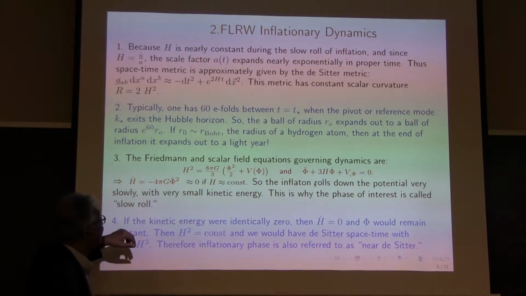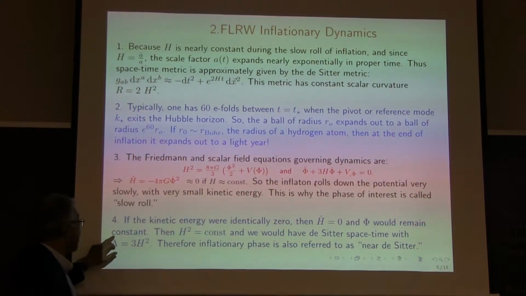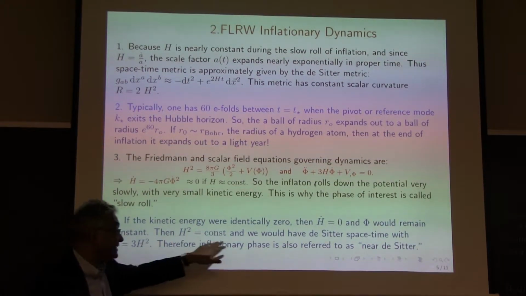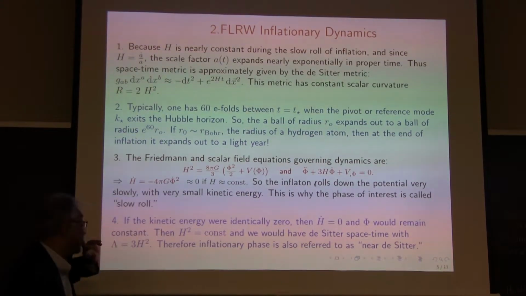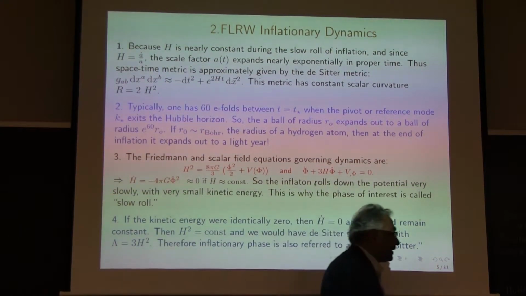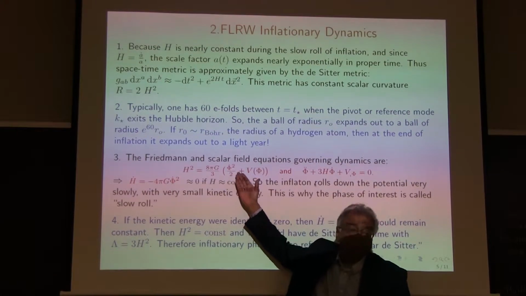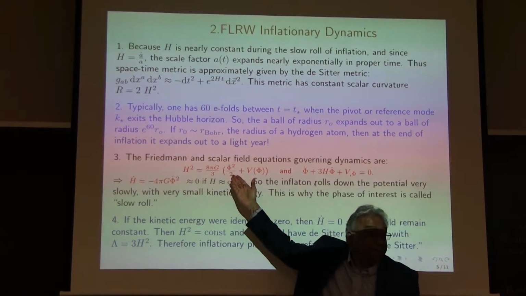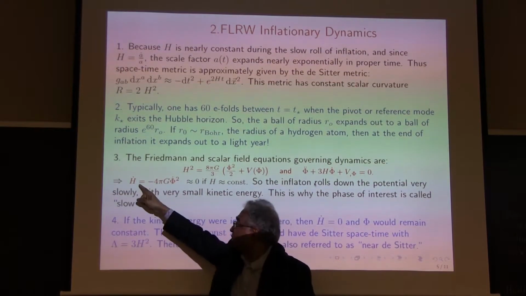Then the scalar field inflaton would remain constant in the background, and we would have exactly de Sitter space-time. But the point is that phi dot is not exactly 0, it is small. Basically the kinetic energy is about 10 to the minus 10 times the potential energy, so it's very small, but it's not 0. Therefore, H dot is not equal to 0.